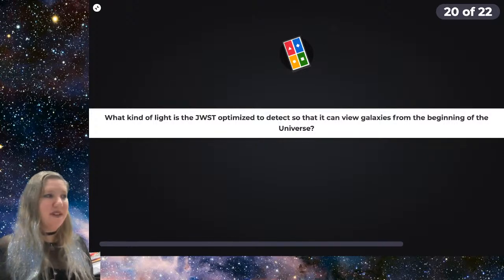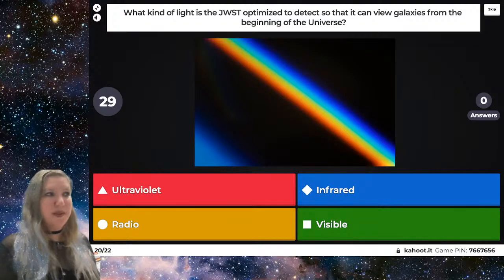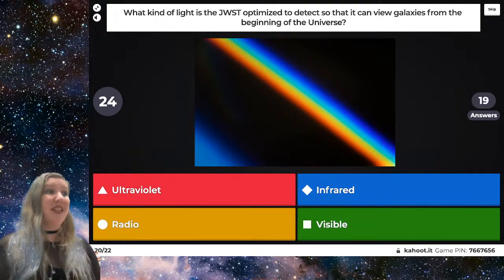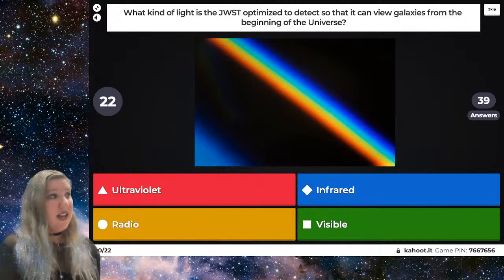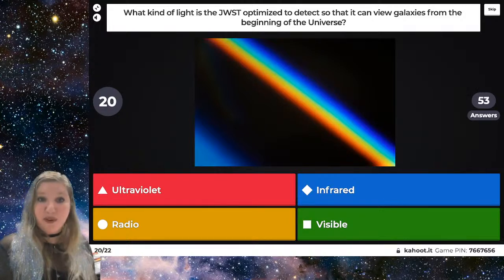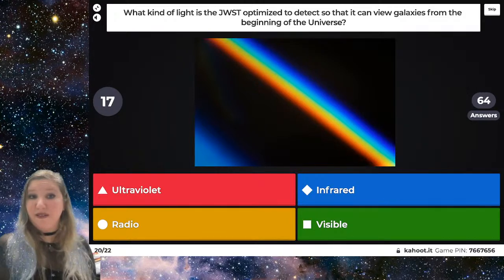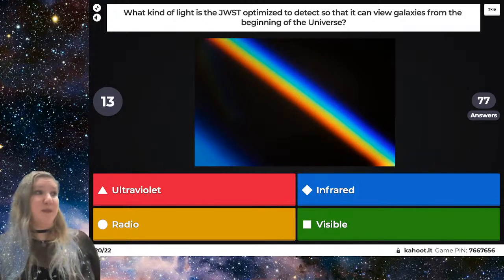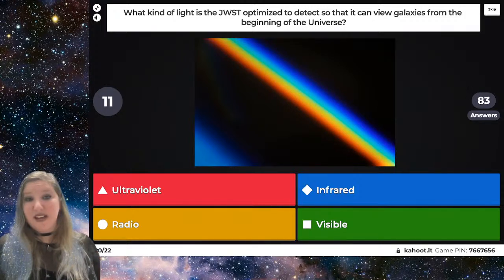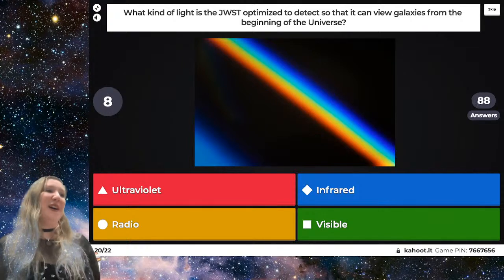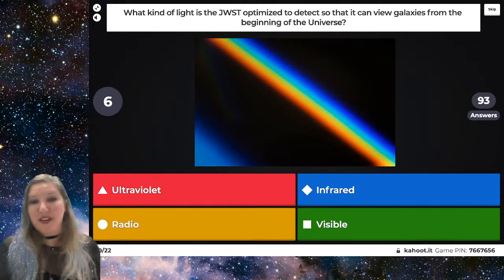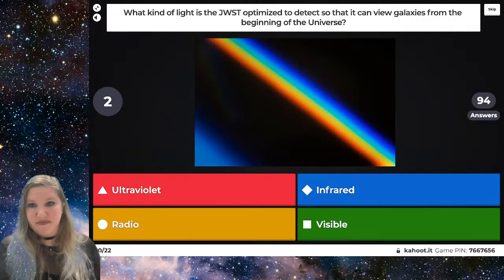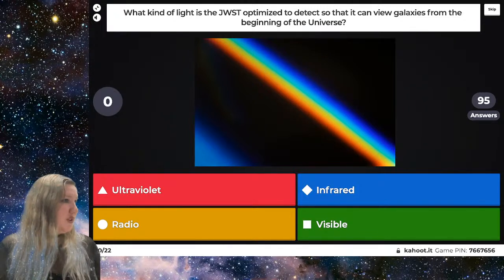So what kind of light is the James Webb Space Telescope optimized to detect so that it can view those galaxies from the beginning of the universe? Is it ultraviolet? Is it infrared? Is it radio? Or is it visible light? So what kind of light will the James Webb Space Telescope be able to detect most precisely to view those galaxies from the beginning of the universe? So is it just about run out of time?